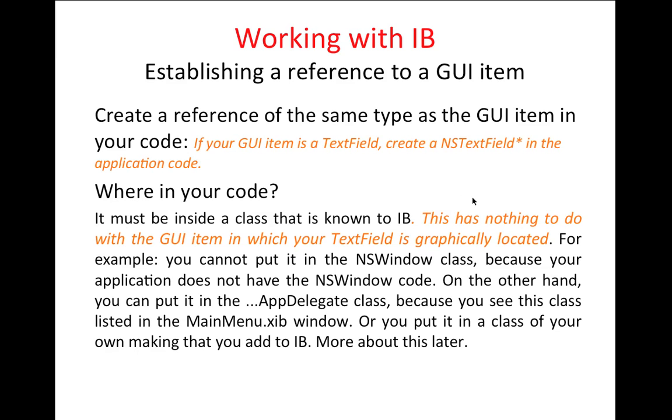Here's an example. You can put it in an NSWindow class, because your application does not have its own NSWindow code. On the other hand, you could put it in an app delegate class because, as you can see from the class list in the main menu XIB window, the app delegate is available because it's the main program or main class of the application. Or you could put it in your own class and add it to the IB, essentially, Interface Builder.